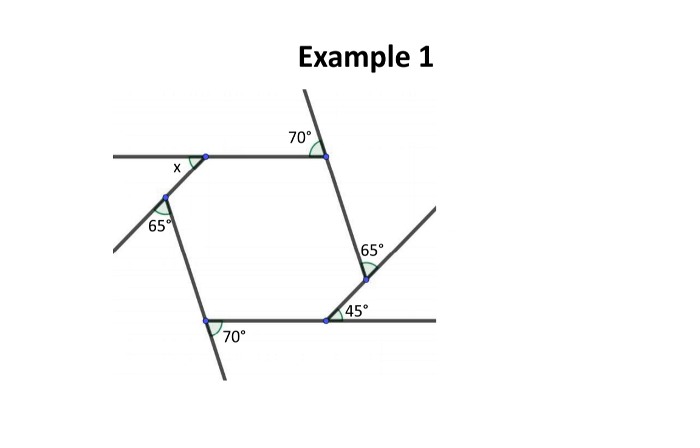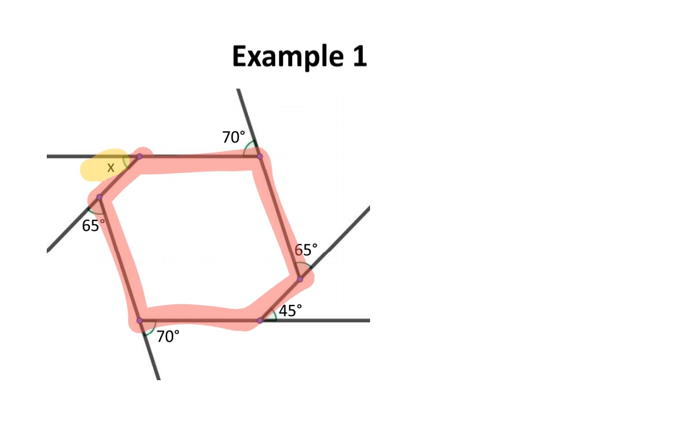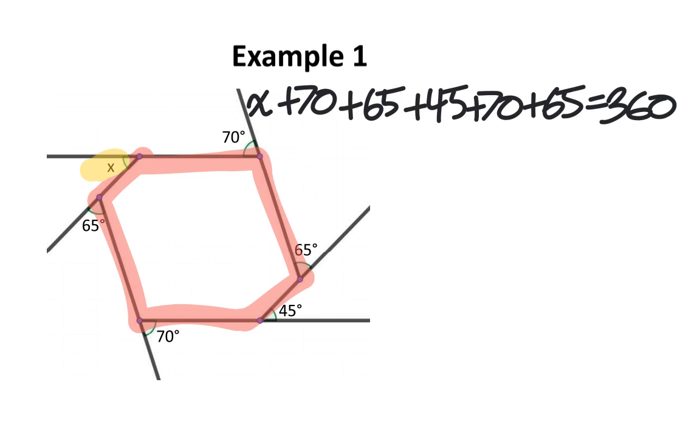In our first example, we have a polygon, more specifically a hexagon. We need to determine this unknown exterior angle. Based on what we just discovered, we know that the exterior angles of any convex polygon must add up to 360 degrees. I can represent this as an equation. I've gone ahead and written this out as an equation.